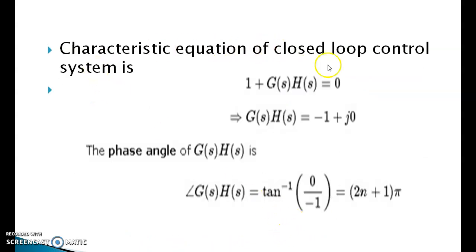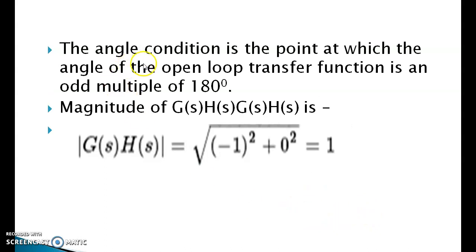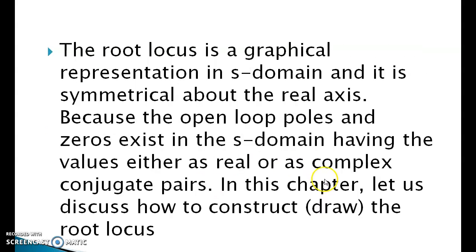The characteristic equation of the closed loop control system is 1 plus G(s)H(s) is equal to 0. G(s)H(s) is equal to minus 1 plus j0. The phase angle of G(s)H(s) is tan inverse of 0 by minus 1, that is equal to (2n plus 1) into pi. The angle condition is the point at which the angle of the open loop transfer function is an odd multiple of 180 degrees. The magnitude of G(s)H(s) is the square root of minus 1 square plus 0 square, that is equal to 1.